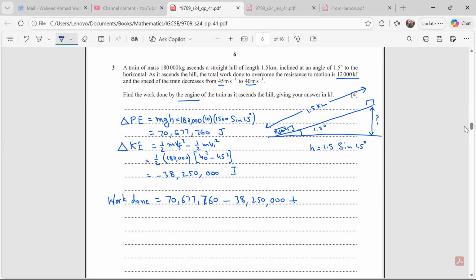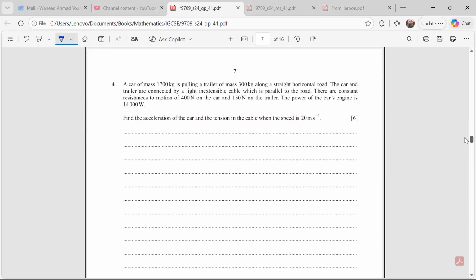this amount, which is 12,000 thousand, in kilojoules. I put three more zeros here. So this all comes out to be 44,427,760 joules. And if I am to give the answer in kilojoules, it is going to be 44,428 kilojoules. I hope you understand this question. The logic was very simple. Let's move on to Question number 4 now.